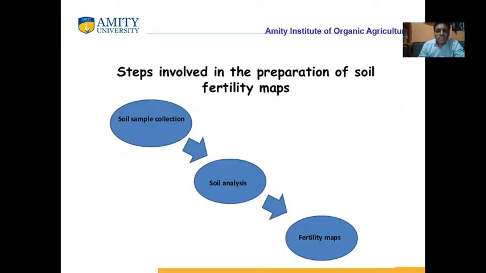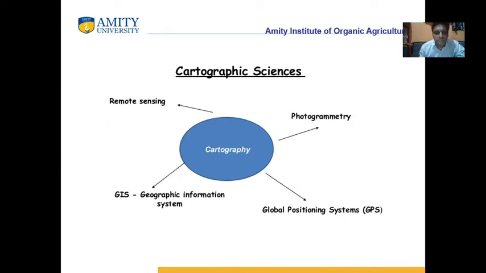In soil fertility mapping, there are three steps: sampling or soil sample collection, soil analysis, it is also called soil testing, and final step is the fertility map, preparation of fertility maps. We use different digital systems. We study remote sensing, photogrammetry, GIS, that is Geographic Information System, GPS, Global Positioning Systems. All these sciences are under the science of cartography.